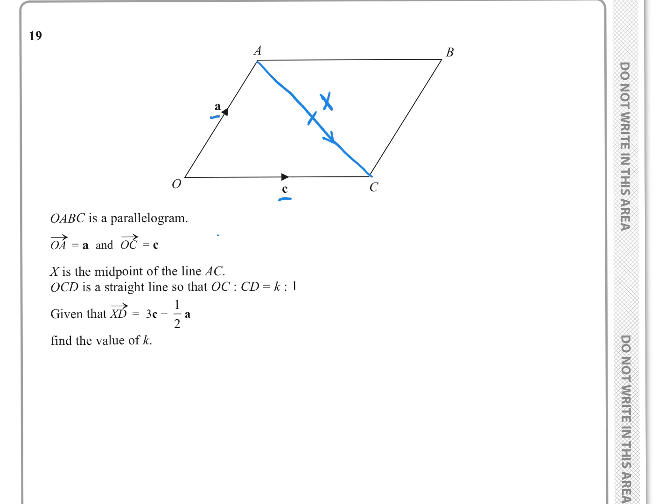OCD is a straight line, so there'll be a point D somewhere on here, such that the ratio of OC to CD is k to 1, and we've got to find the value of k, and we're given what XD actually is. So let's draw in XD.